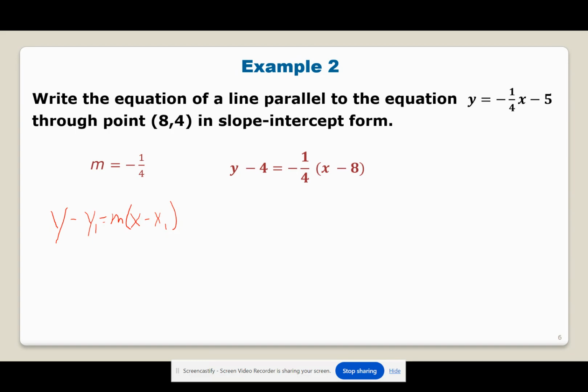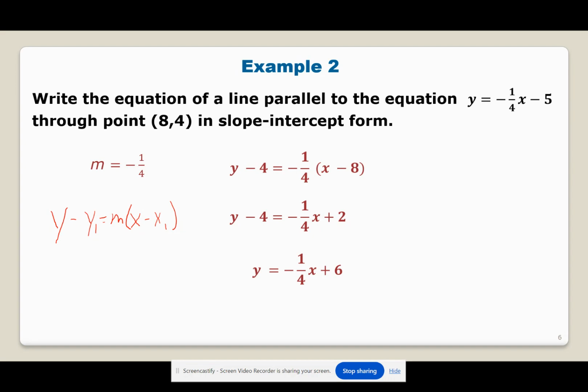So just like the last one, I want to distribute that negative 1/4. So I've got a negative 1/4 x, but we need to take negative 1/4 times negative 8. So a negative times a negative is going to turn it into a positive. But now think, what is a fourth of 8? Hopefully you're going to say that that is 2. It's a little bit easier than the last one because now I can add 4 to the other side. And we get 6. Okay.